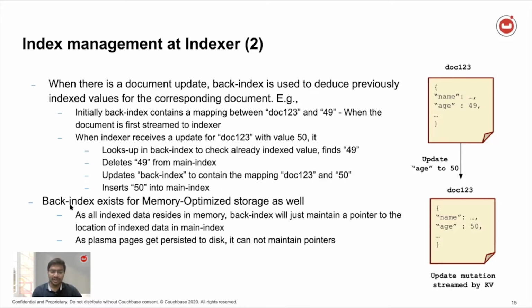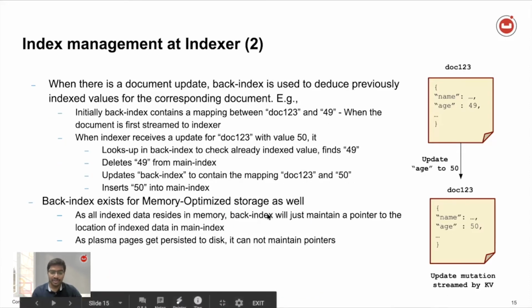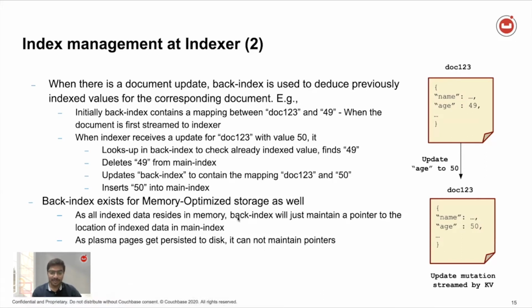The back index storage instance also exists for memory optimized storage, and this is not a storage mode dependent problem. With memory optimized storage mode, all the index data resides in memory. So the back index will just maintain a pointer to the location of index data in main index. Instead of storing the value of the indexed key, the back index would directly point to the location of the indexed key in the main index. This means that with memory optimized storage mode, the index key does not have to be saved twice, as against Plasma storage engine, where the indexed key has to be stored twice.